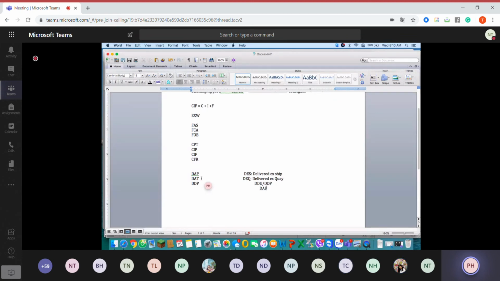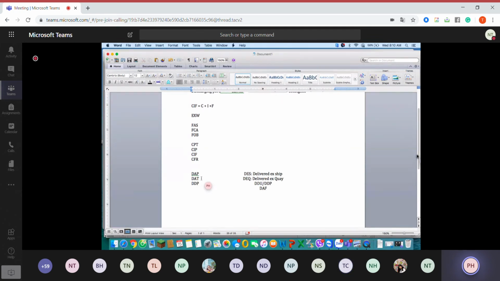For example, if we choose to deliver the goods on the ship, we can see that the seller just places the goods, or just leaves the goods, on board the vessel. And of course it is at the port of destination. So what I mean is the buyer, or the importer, needs to do everything in order to unload the goods from the vessel.